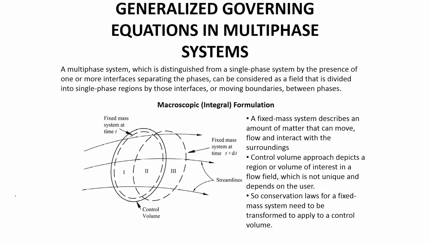Okay. So, the generalized governing equations in multiphase systems. You have all done single phase system analysis for a long time, and you know that there are 3 conservation laws, essentially: conservation of mass, conservation of momentum, and conservation of energy. Conservation of momentum is basically nothing but the Navier-Stokes equation. Conservation of mass is conservation of mass, and conservation of energy comes from the first law. It is the same as the first law of thermodynamics.